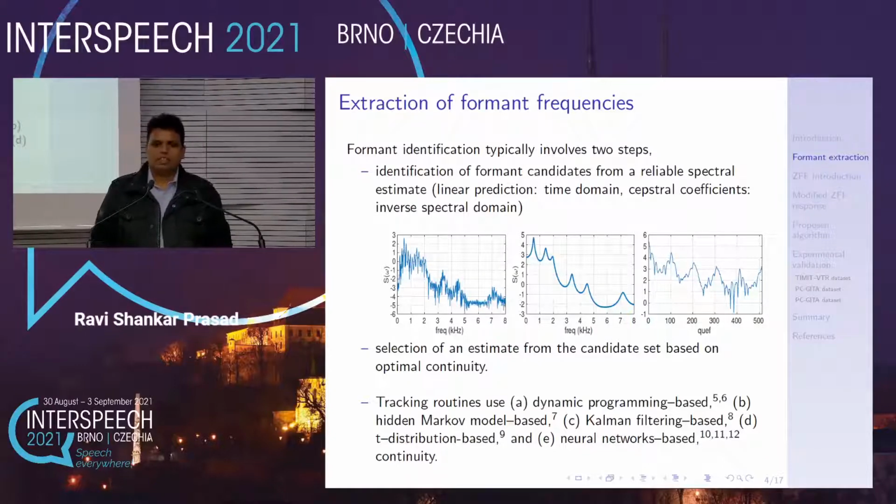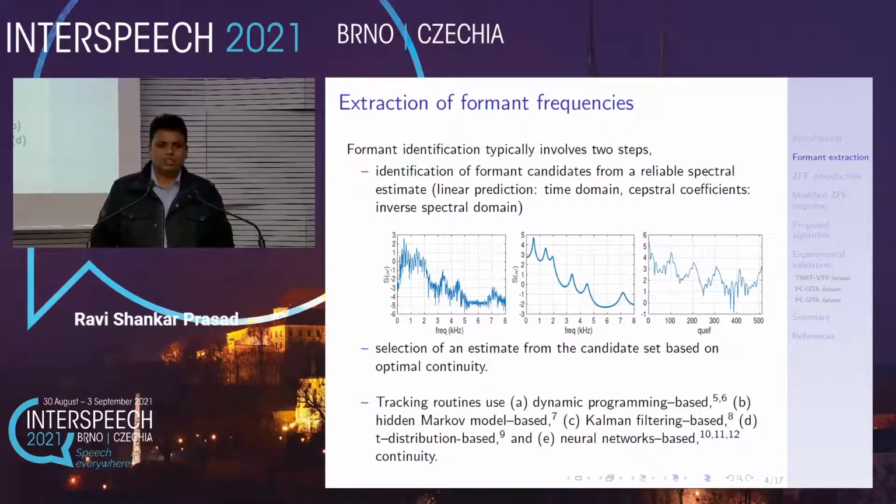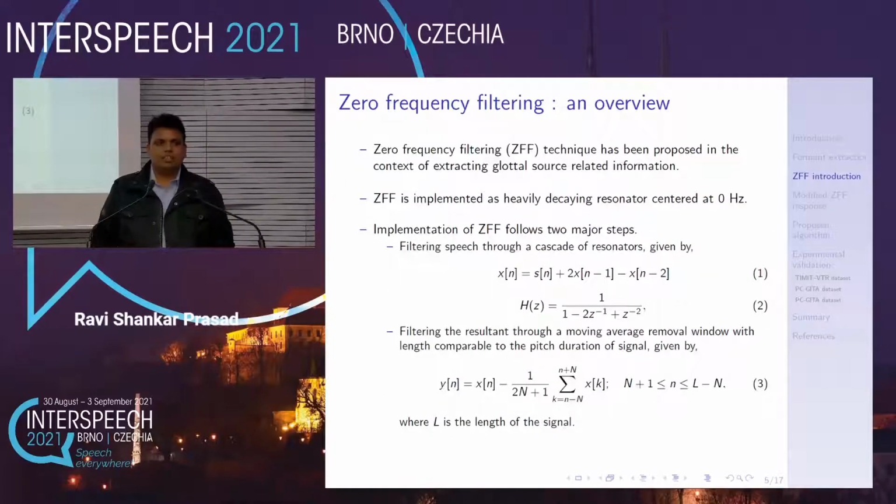And the tracking routines are implemented usually by popular methods like dynamic programming, hidden Markov model, Kalman-based filtering, and distribution-based or neural network-based methods. So the proposed method in our paper basically uses a method called zero-frequency filtering. The advantage of using zero-frequency filtering for formant identification is we do not assume a model to decompose speech, and also it is a tracking-free kind of algorithm where we do not generate multiple candidates.